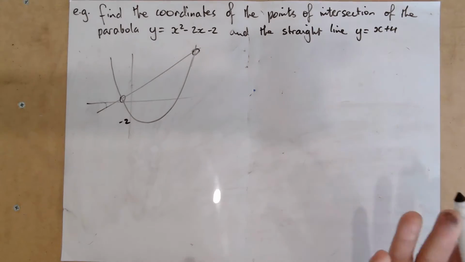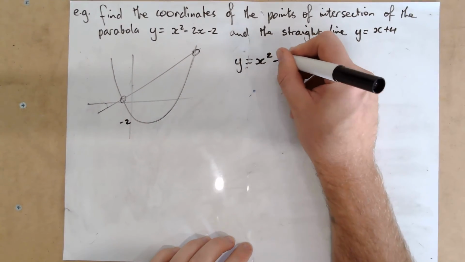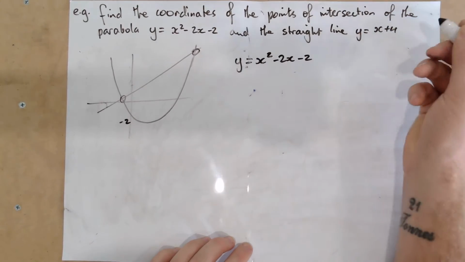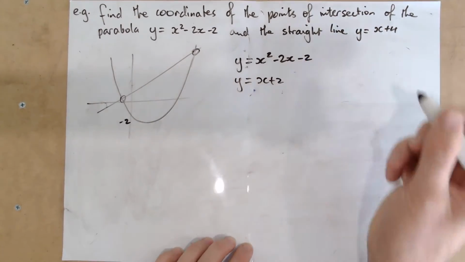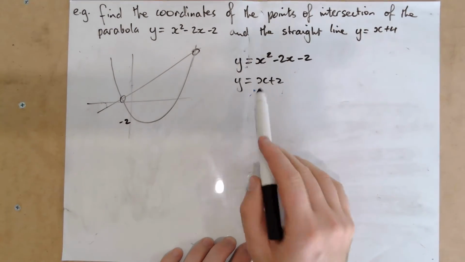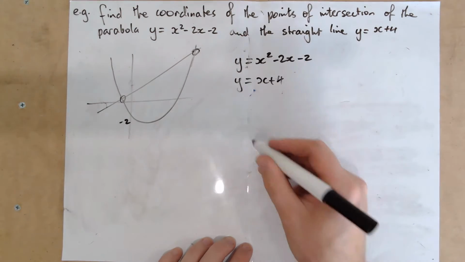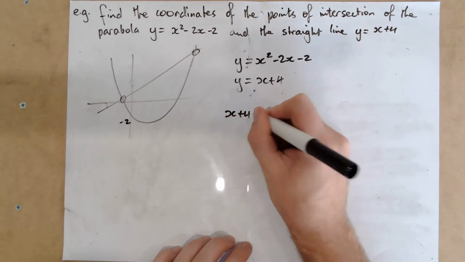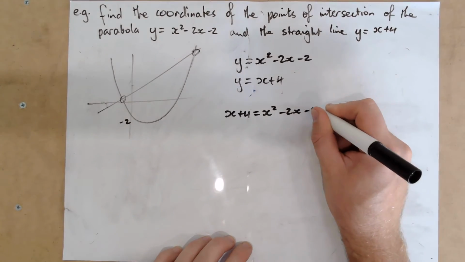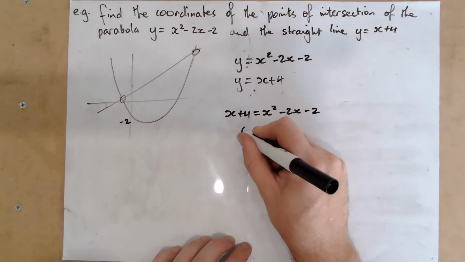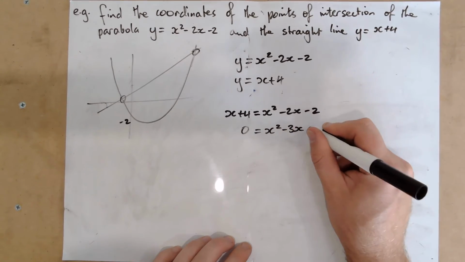The way that we do that is essentially solving them simultaneously. But often we don't think about it because we just do the substitution straight away. Because we know y equals this and y equals this, we just set them equal to each other. We very rarely answer these type of questions through elimination. Rearrange, we get 0 equals x squared, take 3x, take 6.